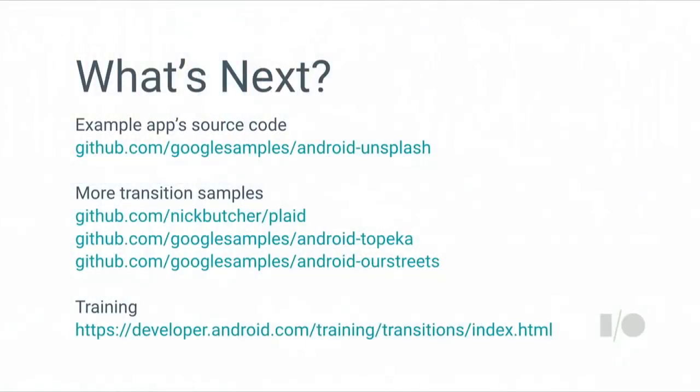It's been a pleasure to talk to you about transitions, and we have open sourced all the code already for the samples that we gave here. So the new one, the one with the images that we just showed, is on Unsplash. You definitely have to take a look in Nick Butch's Plaid app if you want to go into the advanced things on transitions. There's also Topeka out there and another sample called Our Streets.